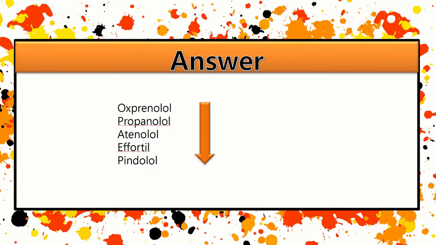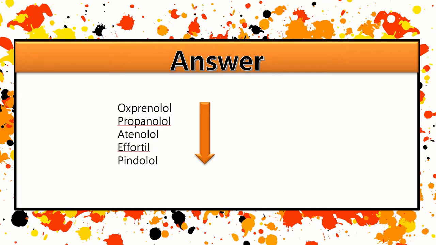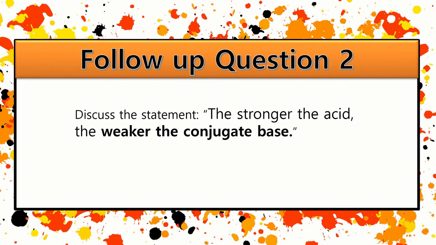All right, so if this is how you arranged it, then congratulations. So the key point that we're looking at, and let's just go back to this slide here, where we said the greater the pKa, the weaker the acid. So that should guide you in responding to that question. All right, so our follow-up question 2 says, discuss the statement: the stronger the acid, the weaker the conjugate base. So please have the answer to this question ready for our next class.